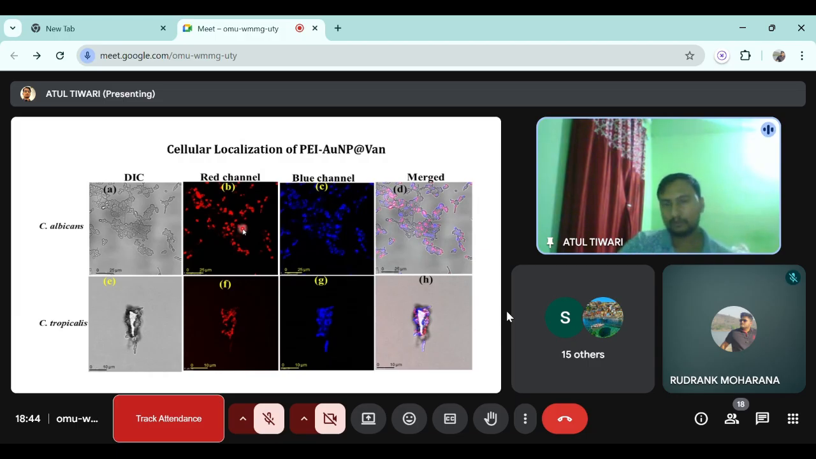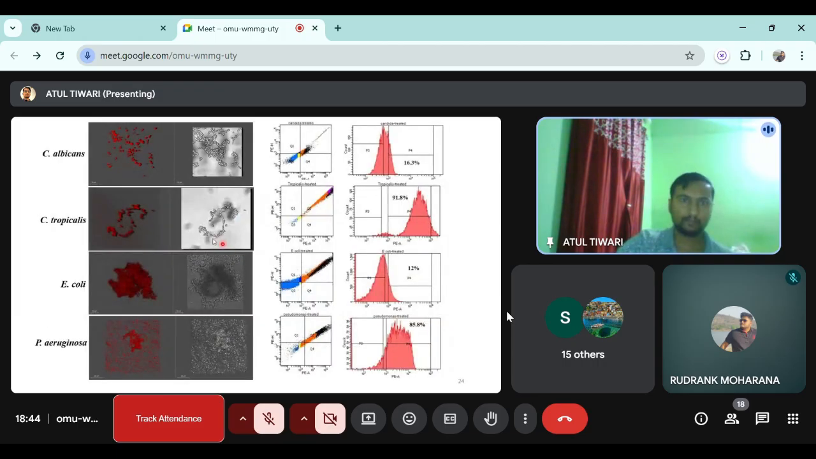You can see that cells filled with nanoparticles were almost dead. So we again estimated the dead percentage. Candida albicans showed somewhat less sensitivity, because vancomycin is not active against Candida albicans, so there was very little mortality. The dead percentage was 16.3%.